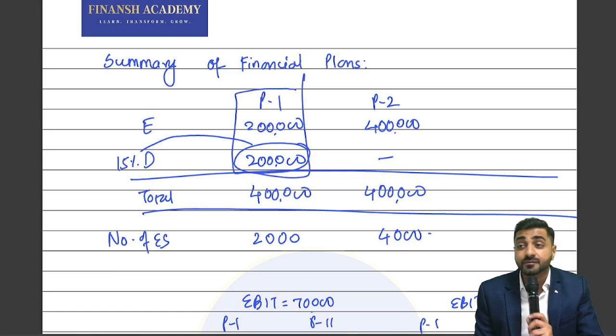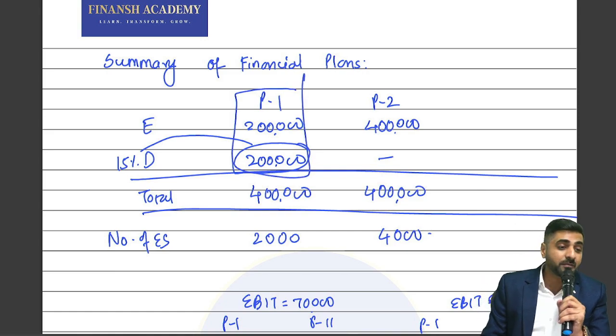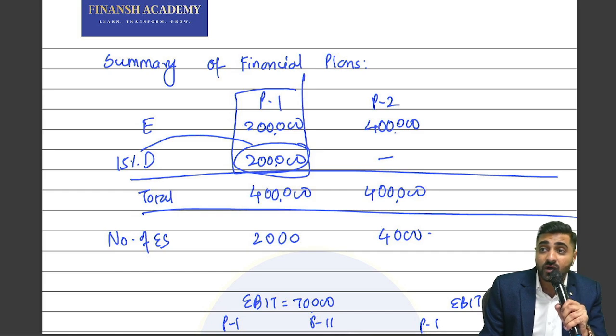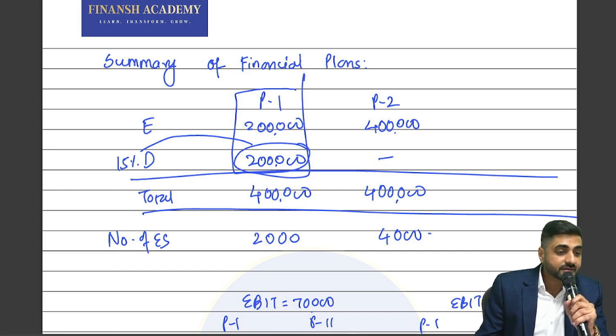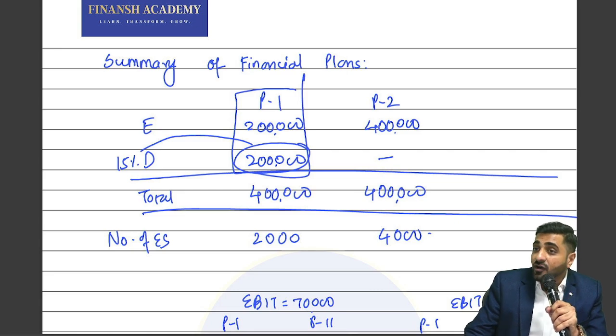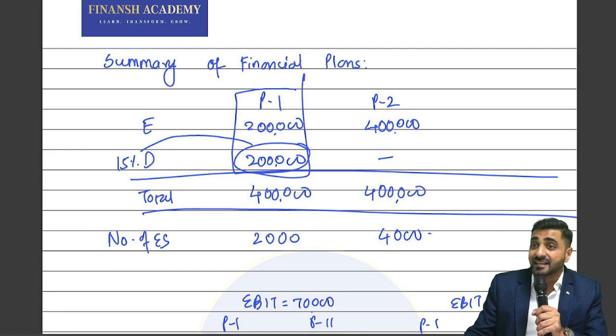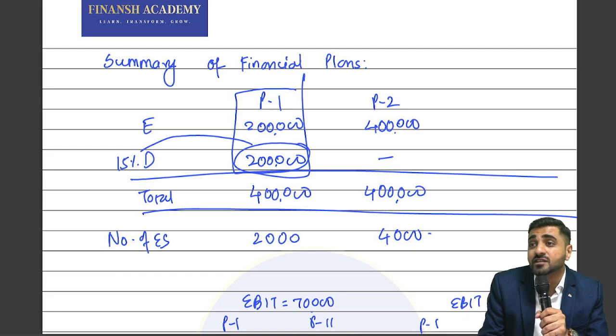Now just look here and tell me, in plan 1, are we taking debt? Come on, yes or no? Everyone, come on, in plan 1, are we taking debt? What is the amount of the debt? 2 lakhs. What is the rate of interest? 15%. So how much interest am I paying? Can I say at least I have to earn 30,000 rupees?